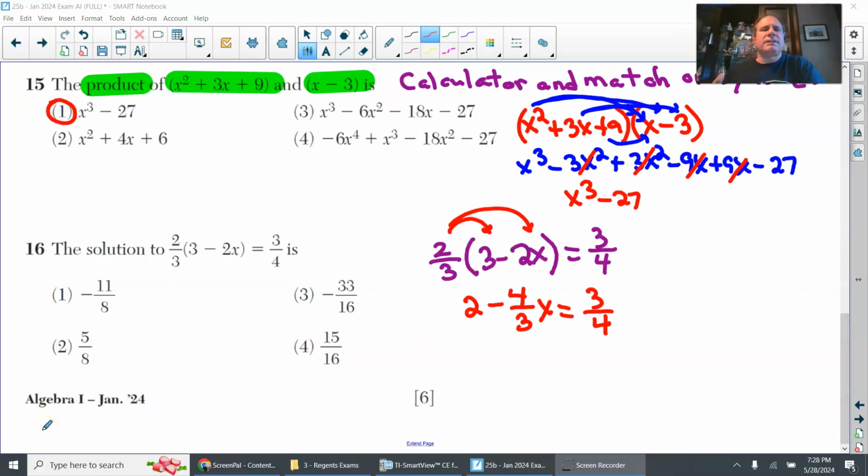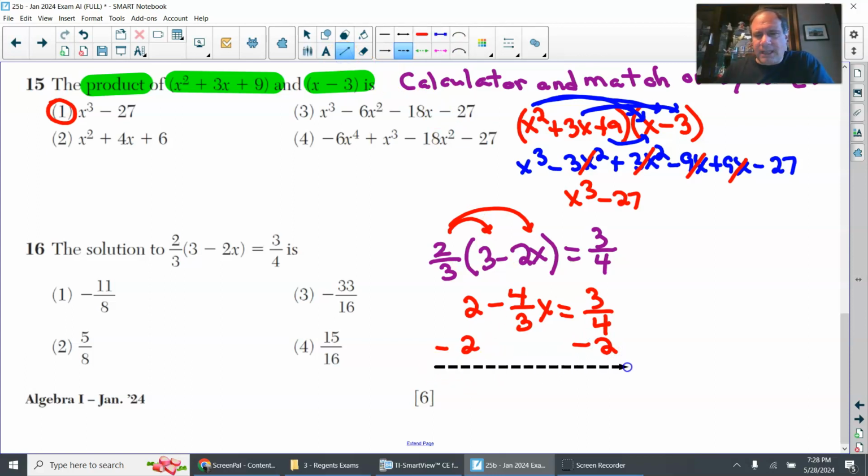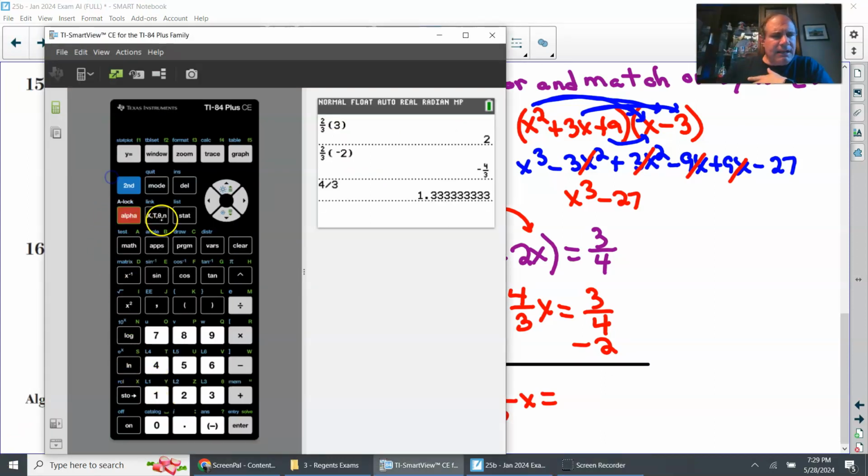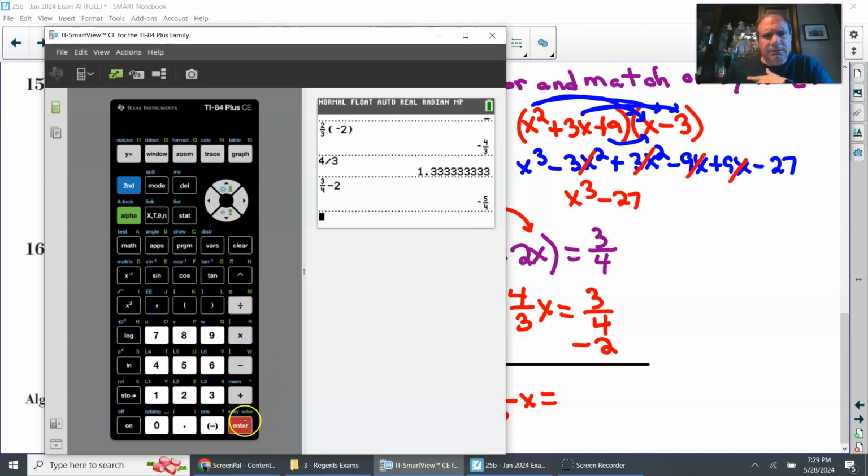So I wrote the equation again, and now I just wanted to see if I could distribute the 2/3 and make it nice and easy to do. 2/3 times 3 is 2, but 2/3 times negative 2x is negative 4 over 3x, and you have the 3 over 4. So I'm going to subtract the 2 from each side here, just going ahead and solving this like I normally would. Let's go 3 over 4 minus 2, and let's see what that gives me. It's negative 5 over 4.